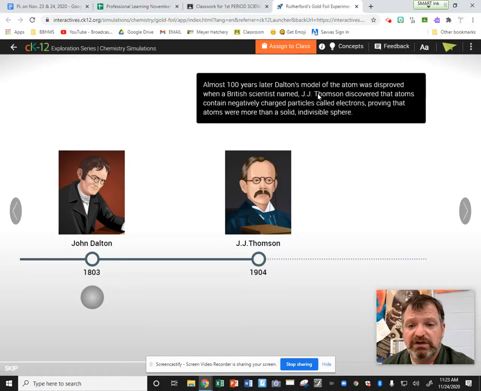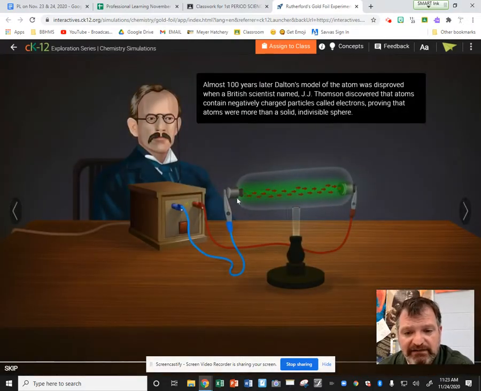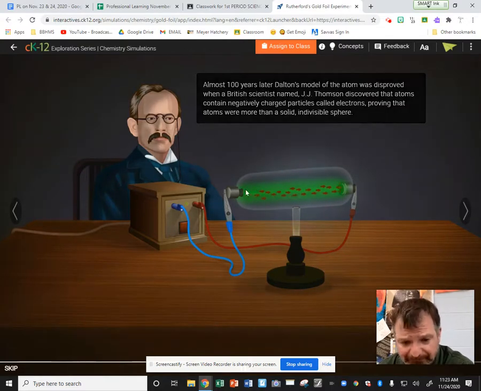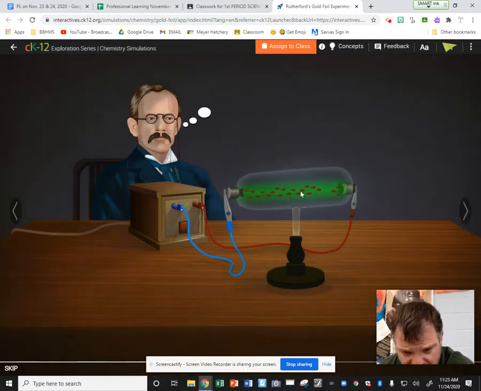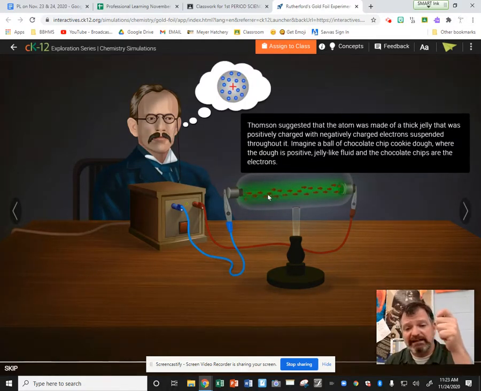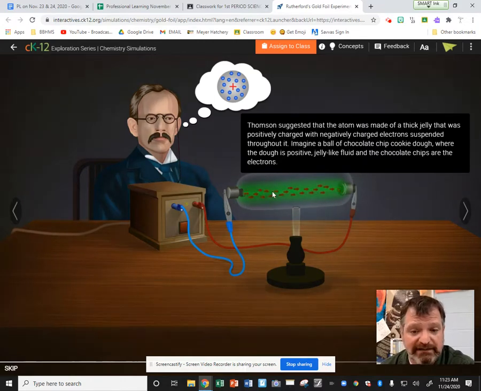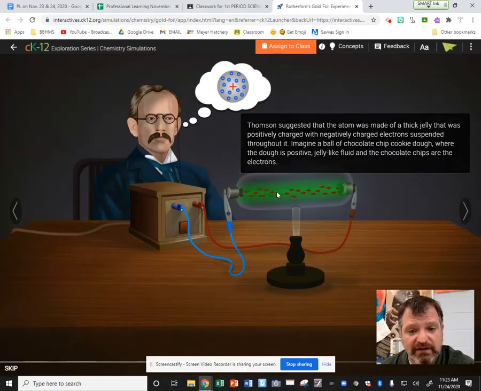Literally 100 years later, J.J. Thomson came by, and he discovered negatively charged particles that he called electrons. He had this fancy experiment called a cathode ray, and these are negatively charged particles coming out of here. He didn't know that they were negatively charged until he put a magnet next to it, and they were repelled from the negative side of the magnet and attracted to the positive side of the magnet. So this proved that what was coming out of here was not just light. These things were actually negatively charged particles.